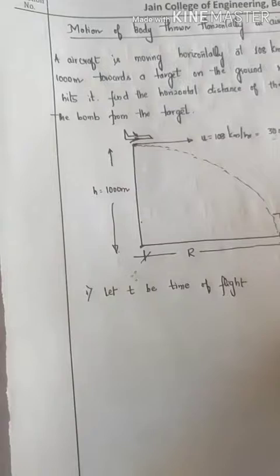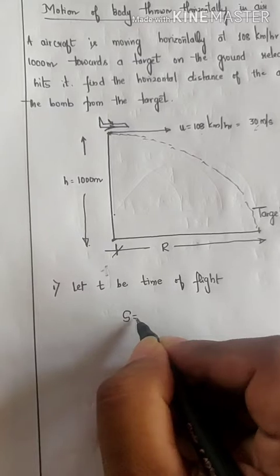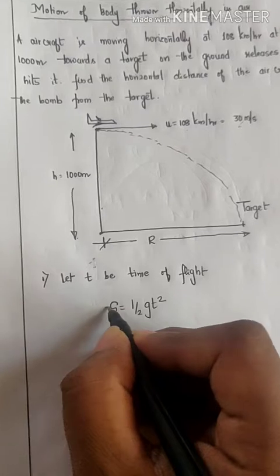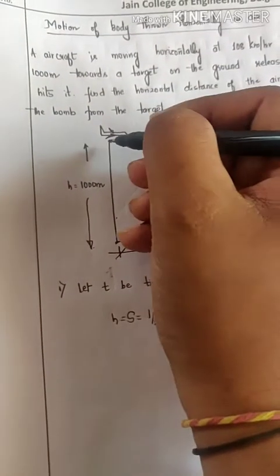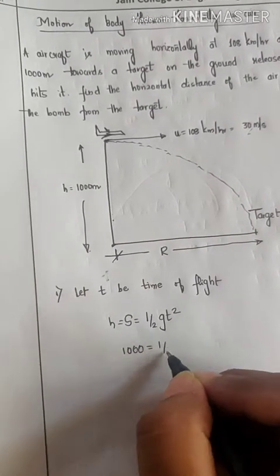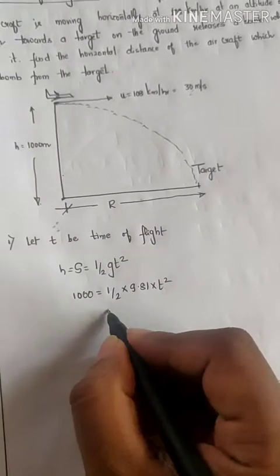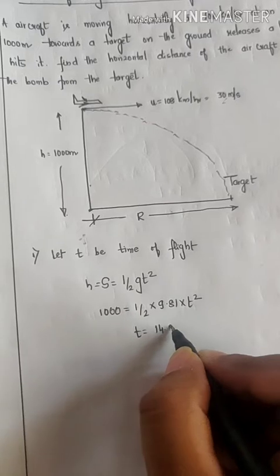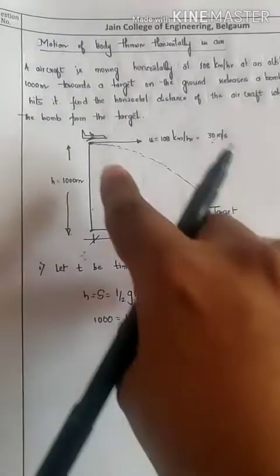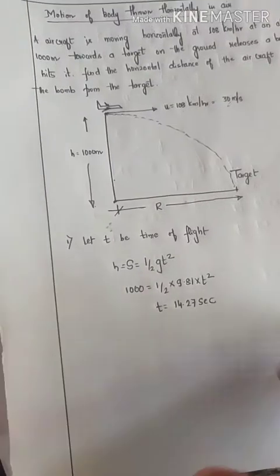Right, time of flight. So vertical motion is what? So we have S is equal to half gt square. So S is nothing but h. So height of the bomb is what? It is 1000 meters from the ground. So 1000 is equal to half into 9.81 into t square. So we'll get the value of t. So t is 14.27 seconds. So the bomb requires 14.27 seconds to hit the target on the ground, which is at a height of 1000 meters.